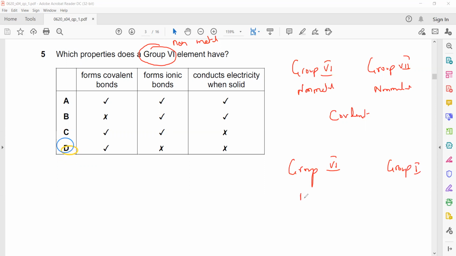group 6 is non-metal and group 1 is metal. So when non-metal reacts with metal, what kind of bonding will they have? They will have ionic bond. So they are asking, can they form covalent bond? Yes, they can form covalent bond, because if they react with non-metal, they will form covalent bond. Can they form ionic bond? Yes, if they react with group 1 or group 2, they will form ionic. And because these are non-metals, what is the property of non-metals? Non-metals do not conduct electricity. That's why C is the right answer.